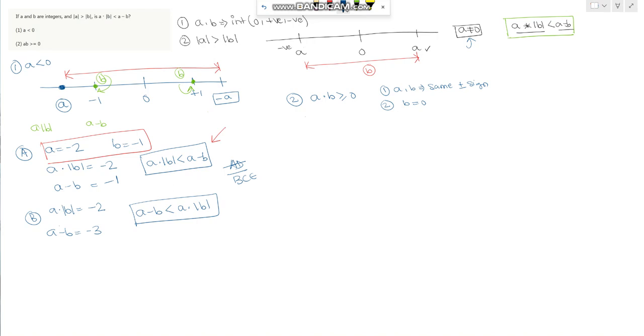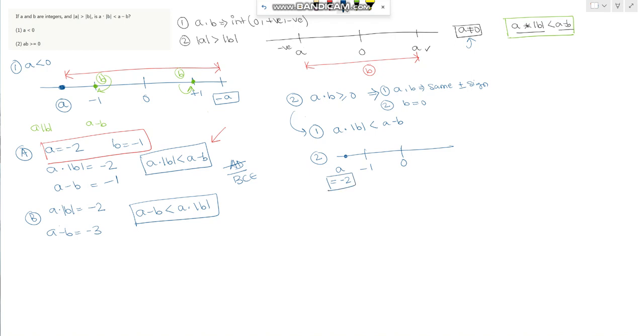So we can skip evaluating this statement, and we can say that if A and B have the same positive negative sign, we know that the product of A into mod of B will be less than A minus B. Now what if B is equal to 0? And let's assume that we keep the position of A where it was. So A is still a value which is less than minus 1, and let's, for the sake of discussion, say A is equal to minus 2.